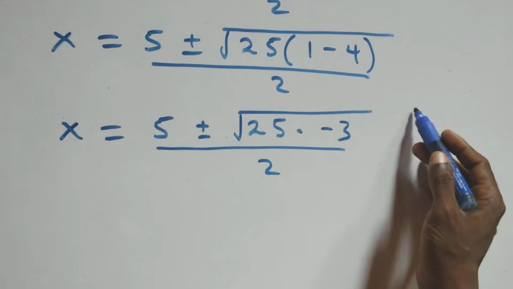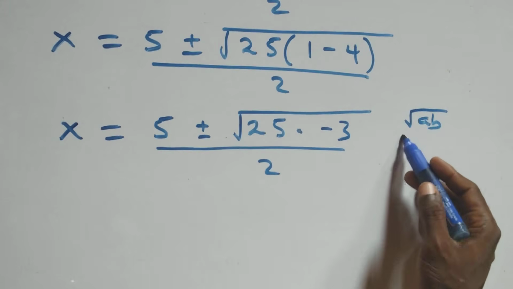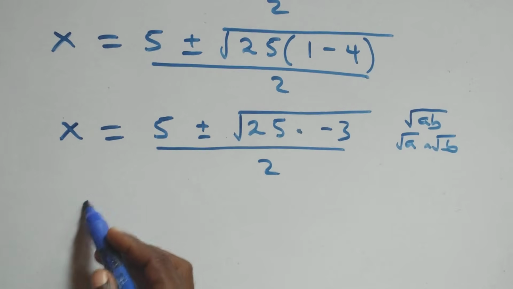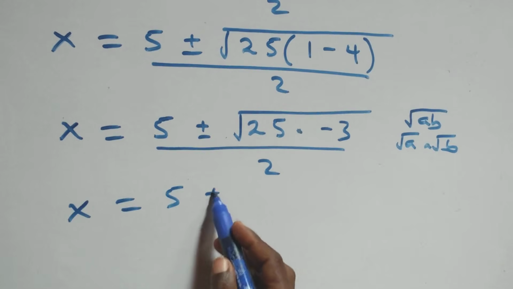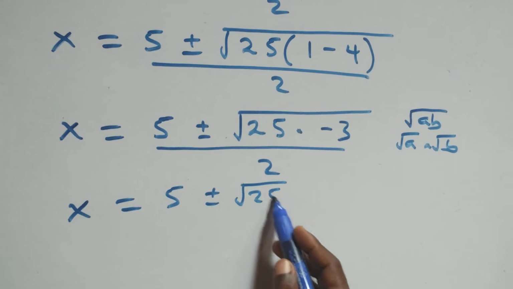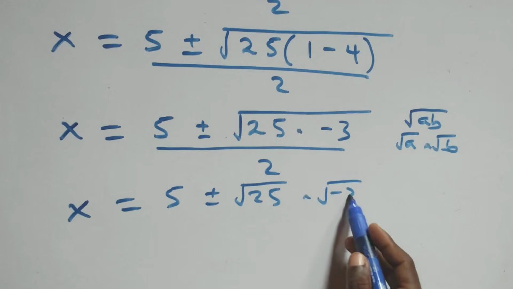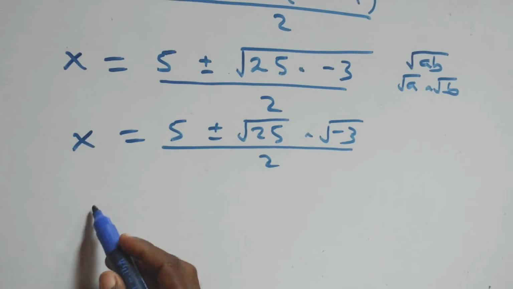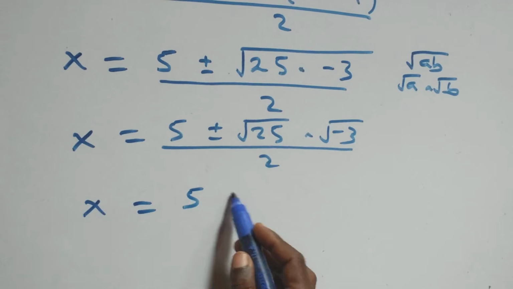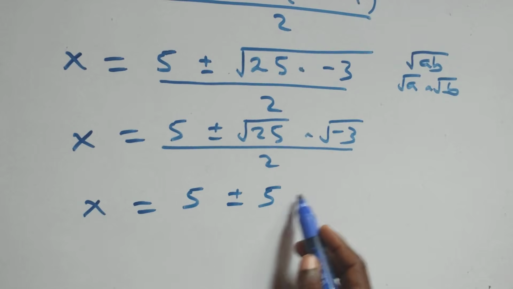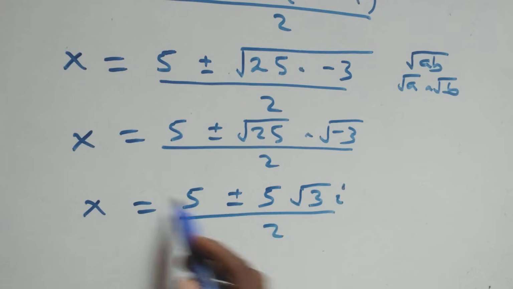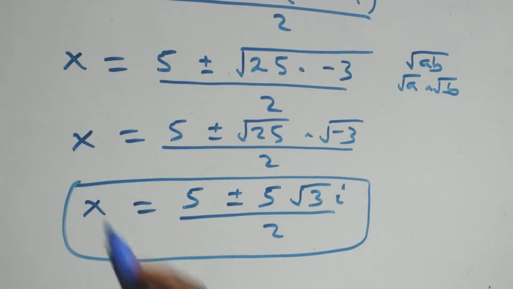Then this follows when we have root of a times b, which you can write as root a times root b. Here we have x equals 5 plus or minus root 25 times root minus 3, all over 2. This becomes x equals 5 plus or minus root 25, that is 5, and root minus 3 is the same thing as root 3 i, all over 2. That is, here we have two complex solutions.